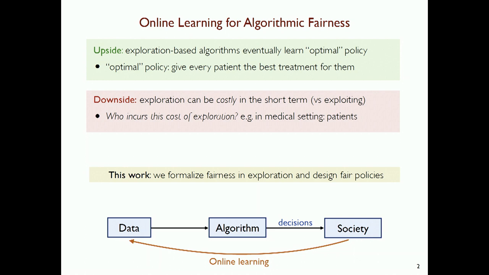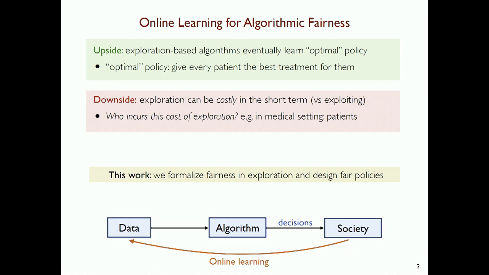The downside of all of this is I'm effectively also experimenting, right? And a natural question to ask is, if you're experimenting, who bears the cost of that experimentation? Think of it from a clinical trial perspective. The reason it's taken so long for platform trials to become a thing is that nobody wants to be at the whims of an algorithm experimenting. You don't want to be that unit that was the coin flip, right?